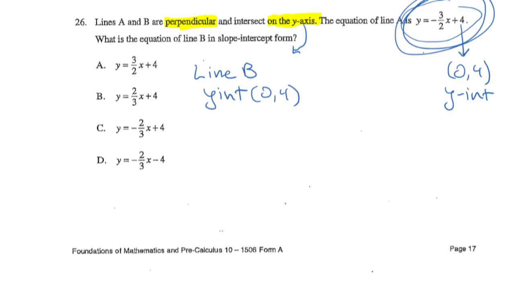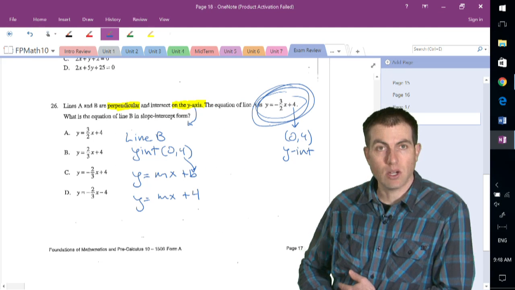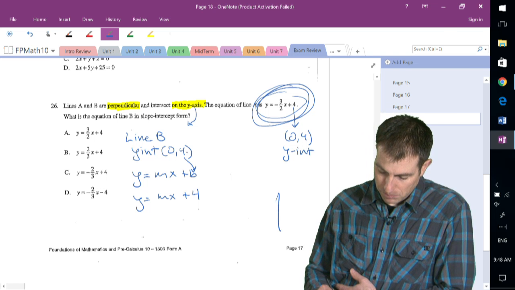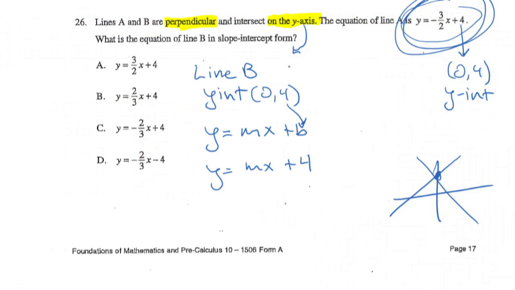So that means if I put it into y is mx plus b form, I can put a 4 here. Y is mx plus 4. Because I know that these 2 lines intersect on the y-axis, that means that their y-intercept is the same. If I draw a graph, they're perpendicular, and they both go through that point. That's a really useful piece of information.